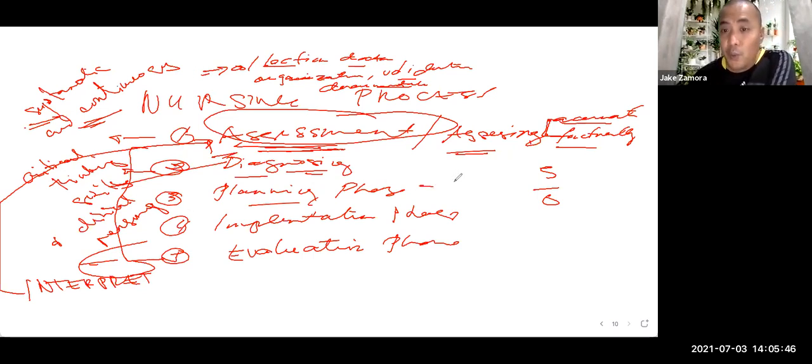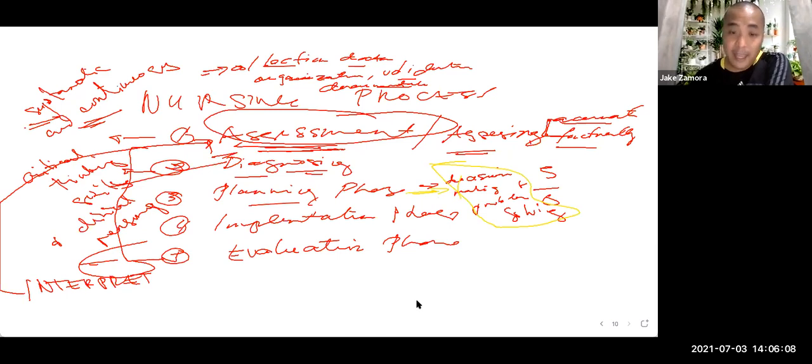So here, you will be doing decision making and problem solving. This is under your planning phase. And then we go to your implementation. The implementation phase simply is putting into action. Here, you put into action whatever plan that you made during the planning phase so that you can render care to your patient. And of course, the evaluation phase.